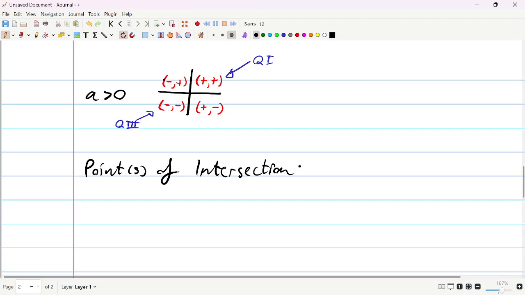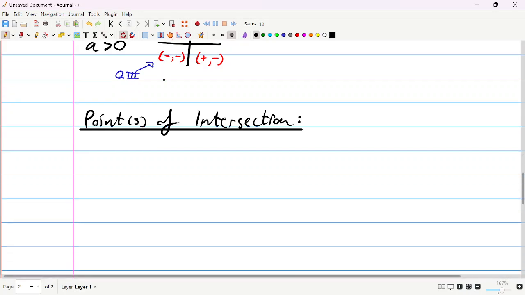To find the points of intersection, we are going to use the form where we have quadrant 1, which is both positive. This is how it's going to look. It's going to be positive square root of a plus p. And then the other coordinate is also going to be positive, positive square root a plus p. So this is for quadrant 1.